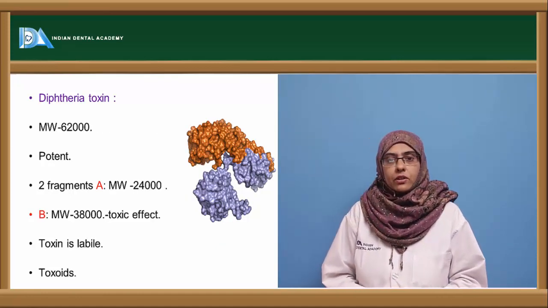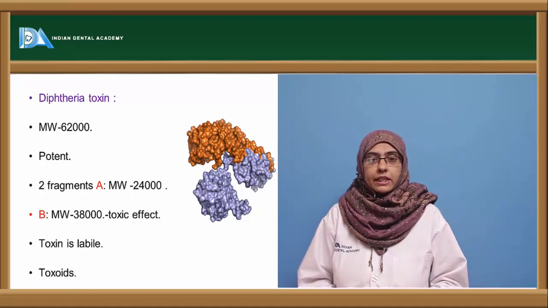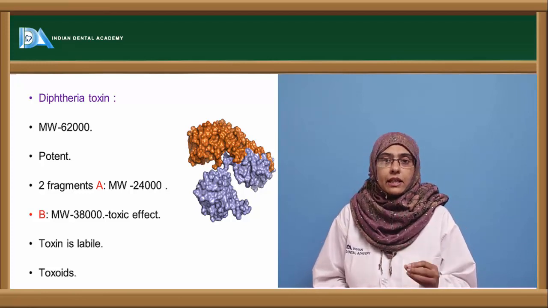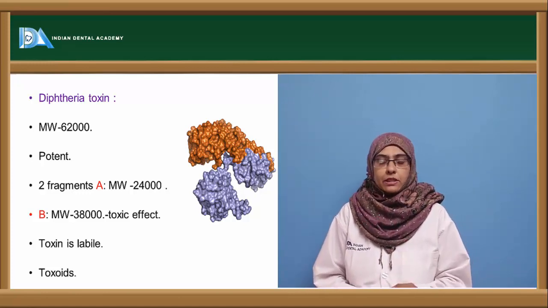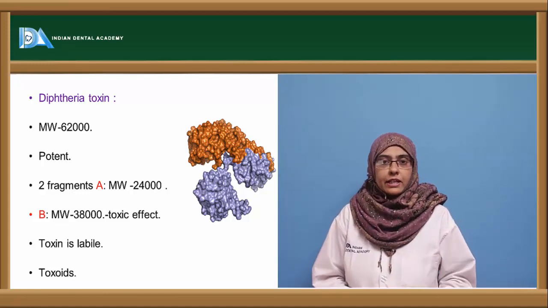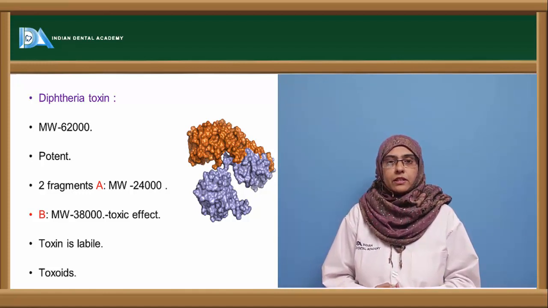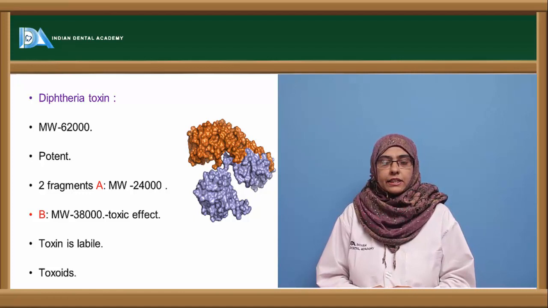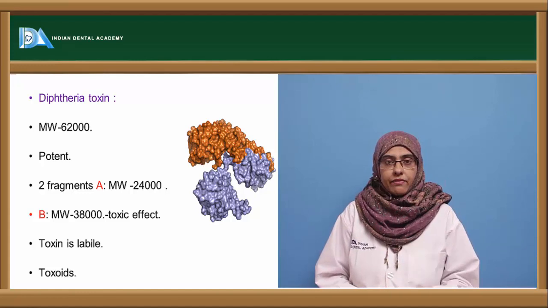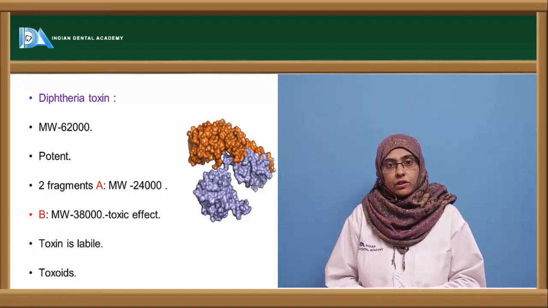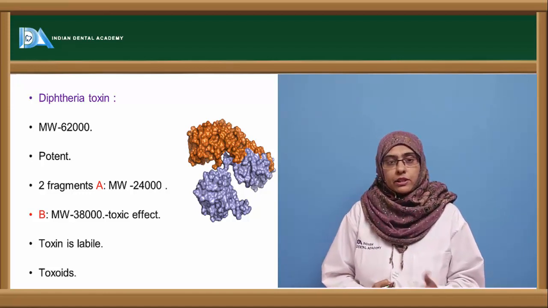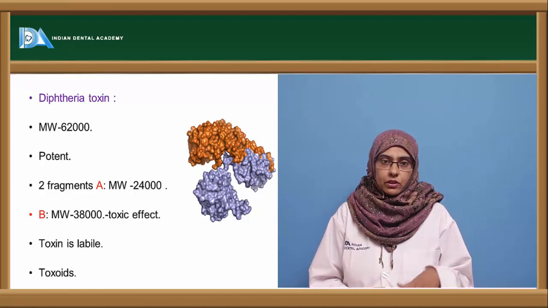Coming to the diphtheria toxin, as I told you, this is highly potent in nature, and a small unit of toxin can kill millions of experimental animals. This has been crystallized and the molecular weight has been determined. It has a molecular weight of about 62,000, and it is an extensively potent toxin having two fragments: the A fragment with a molecular weight of about 24,000 and the B fragment with 38,000. Both units are very important to show the toxinogenic effect.